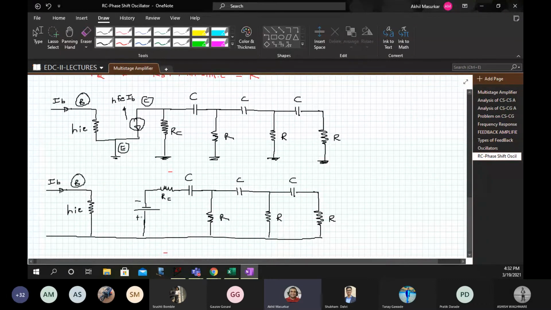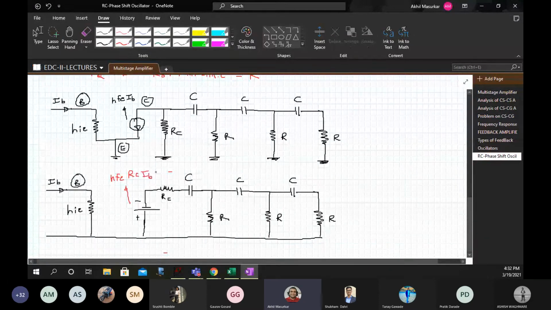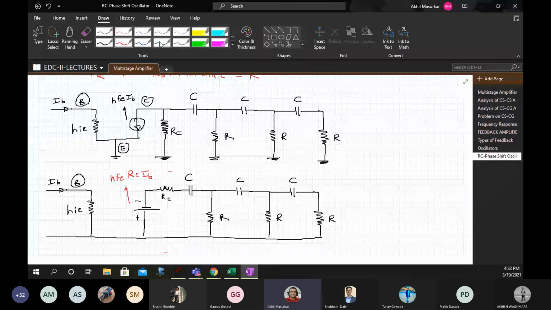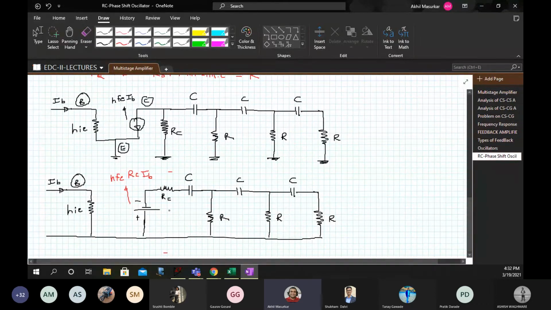This is R minus and plus, and the value of this is going to become HFE RC into IB, HFE RC into IB. So now you can see we have three loops here. This is I1, this is I2, and here we have I3. So basically, we have to now do something called mesh analysis.